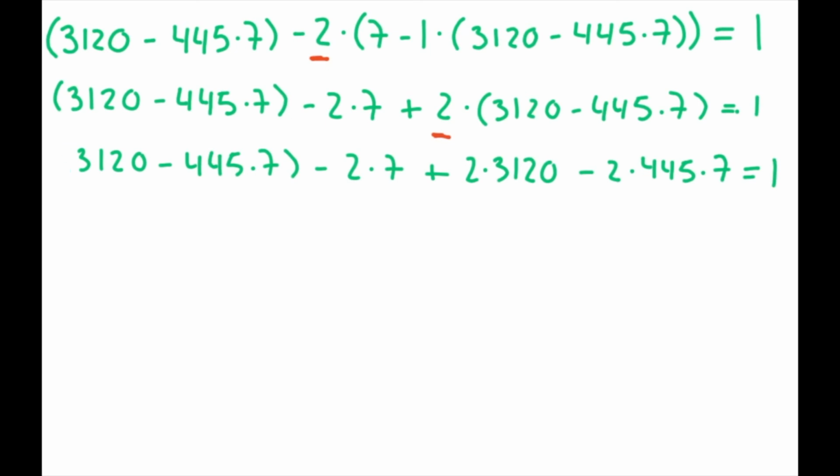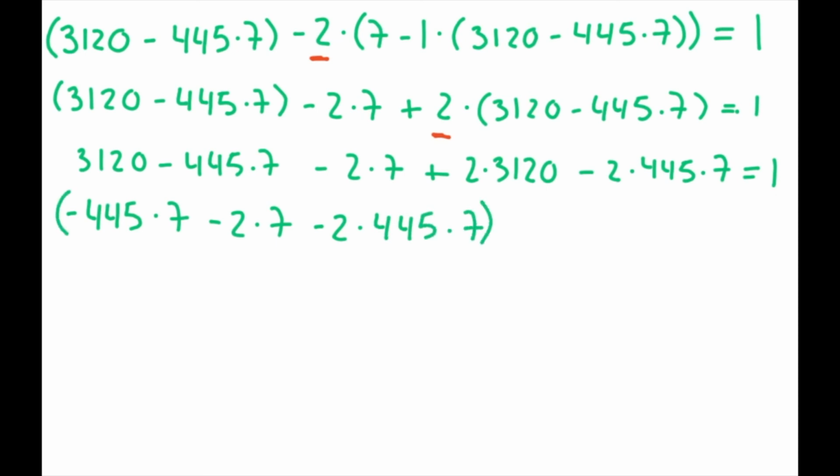I'll get rid of these parentheses. And I'm going to collect all the terms that contain 7 first of all. So I have negative 445 times 7 minus 2 times 7 minus 2 times 445 times 7. So these are all of my terms that contain 7, and then plus my terms that contain 3,120. So I have plus 2 times 3,120 plus 3,120 equals 1.